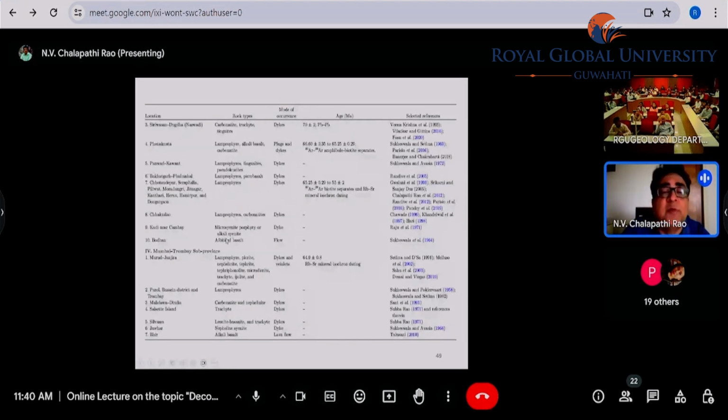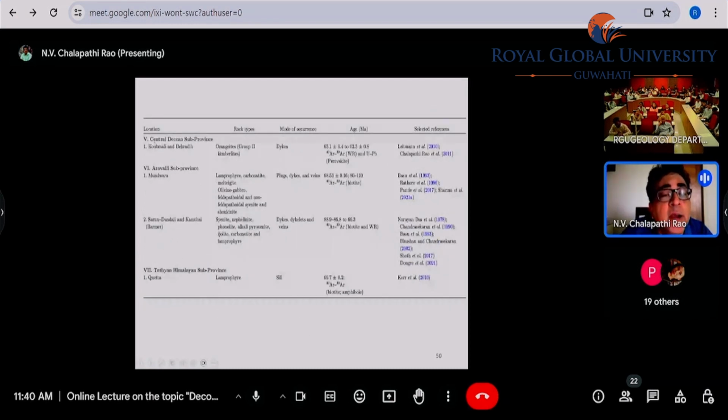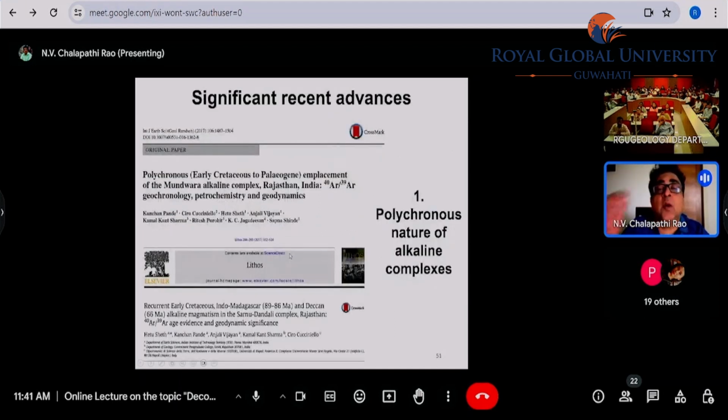I showed all the maps before you. And the Central Deccan province, where the kimberlites of Kodumali, Varanasi and others are located. The Aravali province, where Mundwara, Sarnu-Dandali, and Kamthai come. And even in the Himalaya, the Tethyan Himalayan province, I talked about the Muslim Bagh Ophiolite, which is in present-day Pakistan near Quetta, where alkaline rocks associated with the Deccan lavas occur. So, alkaline rocks are very important components associated with the Deccan Traps.